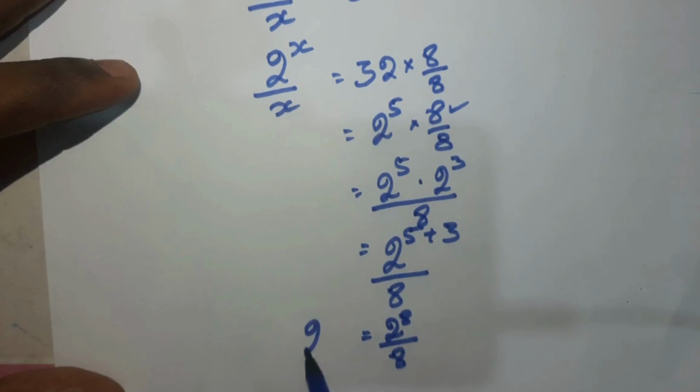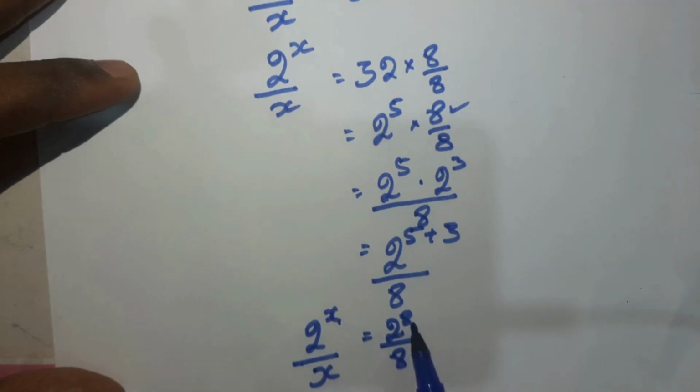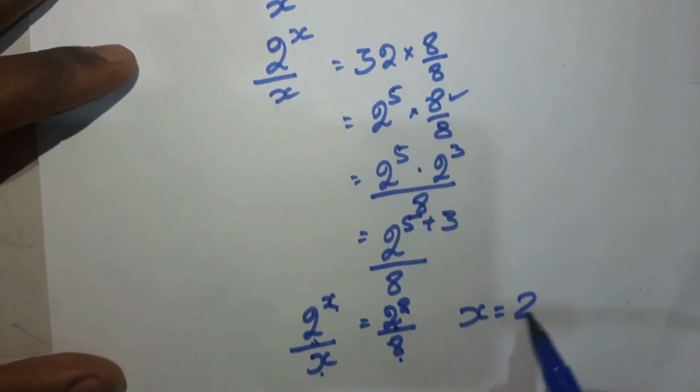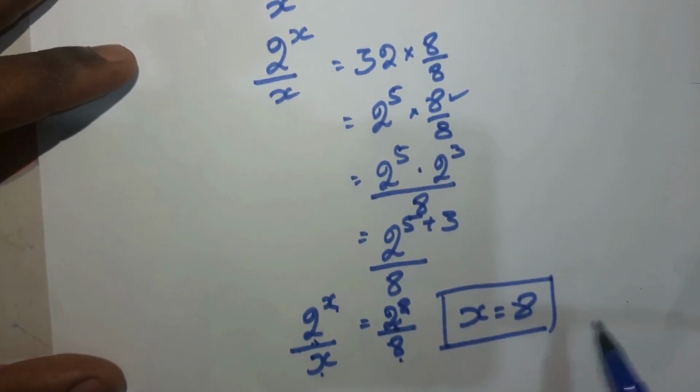Now the equation is 2 power x by x. Now this x equals 8, this x equals 8. This 2 and 2 will be cancelled, so now x equals 8. This is the answer.